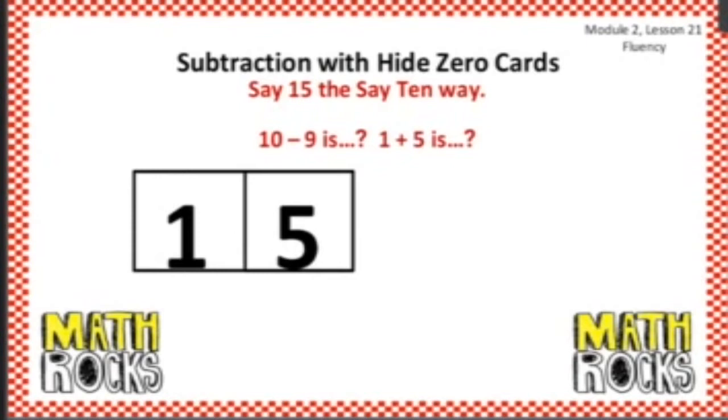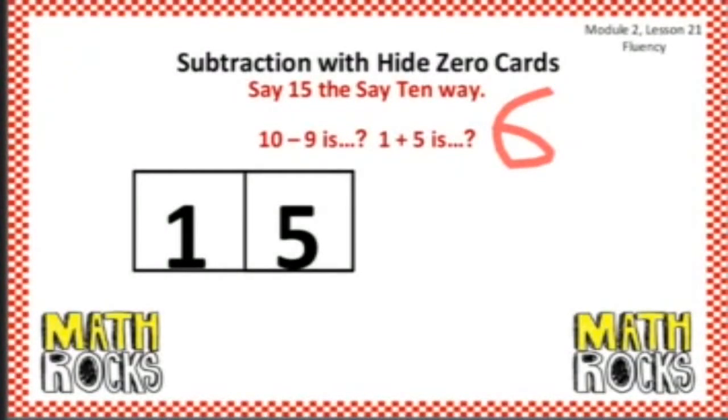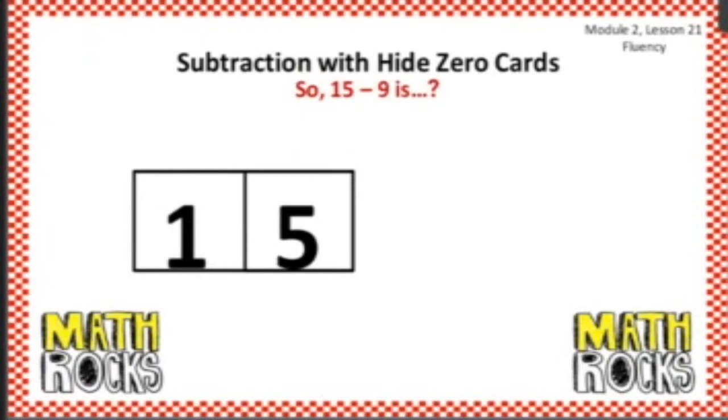So let's begin. Now, subtraction with hide zero cards. Say 15 the say 10 way. That's 10 5. Alright, we have 10 and 5. 10 minus 9 will give us 1. 1 plus 5 is 6. Very good. So 1 plus 5 is what? 6. Very good. Moving on.